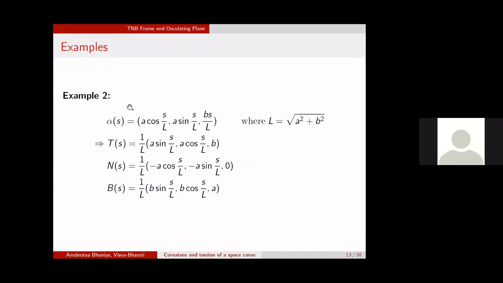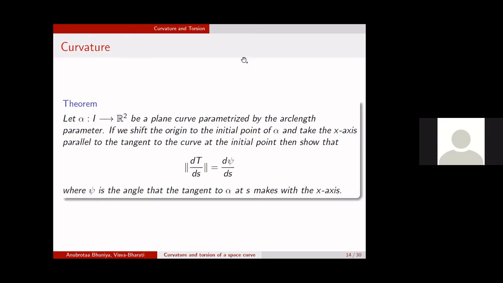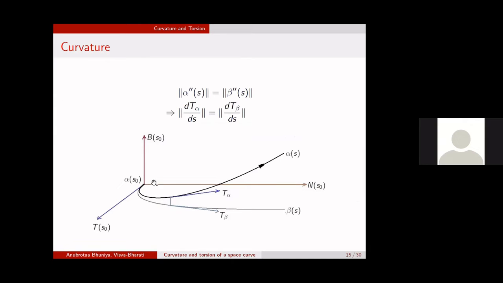Again, we are getting B, C and B for the helix. Now, we want to define the bending of a straight line to get a curve, a space curve. To bend, we have to think of it in the oscillating plane. So what do I take bending as? Bending is something we do on a plane.